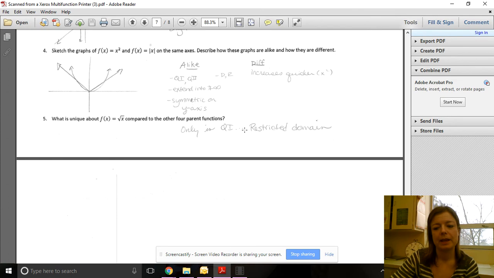Okay, so hopefully that helped you guys with your understanding of parent functions. That's a very crucial concept to understand as we move into domain and range. I really, really encourage you to spend time with those tables of values and understand why each parent is graphed the way it is.